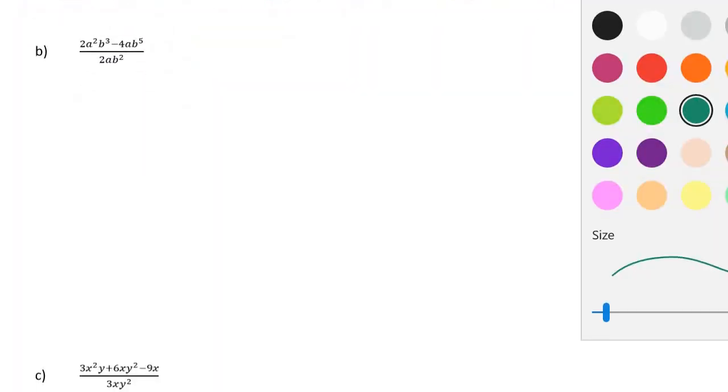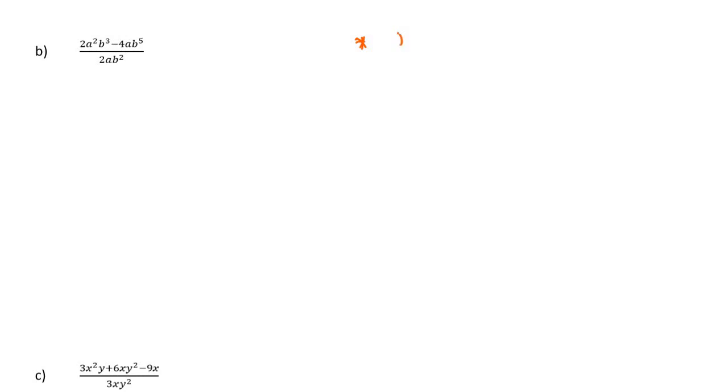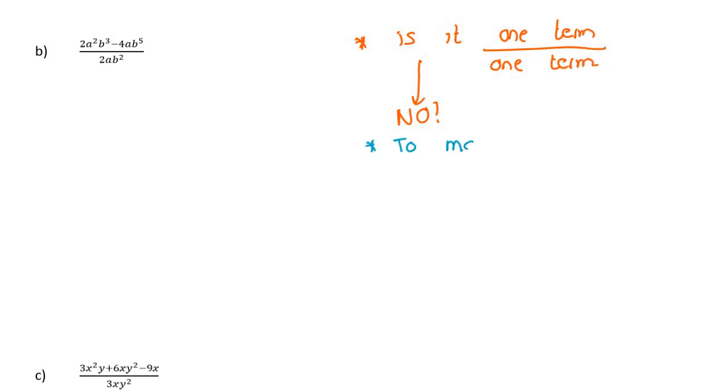My first thing I say to myself, alarm bells, is it one term over one term? If it's not, I cannot factorize. I cannot simplify until it is one term over one term. So the answer here is no, it's not. And so before I do anything to make it one term over one term, we factorize. Absolutely everything that isn't one term, we factorize. So it seems like we're going backwards because the question said simplify, but we actually factorize to simplify.